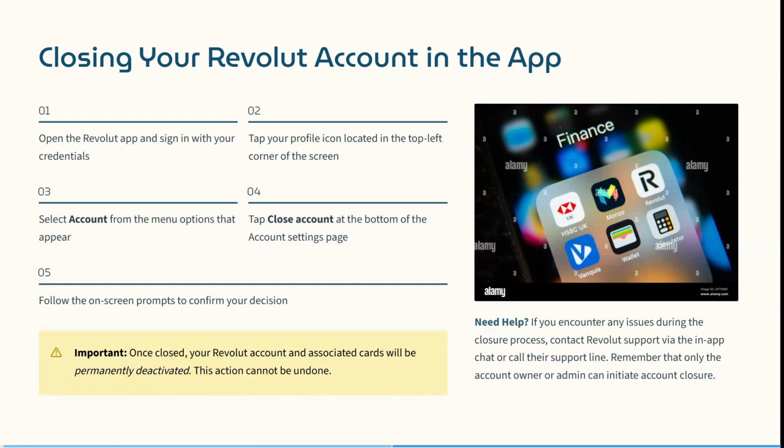Going into the step-by-step, open the Revolut app, sign in with your credentials, tap the profile icon, which should be located on the top left corner of your screen. Select account from the menu options, and then tap on close account at the bottom of the account page. You'll then have to follow some of the on-screen prompts to confirm this decision.